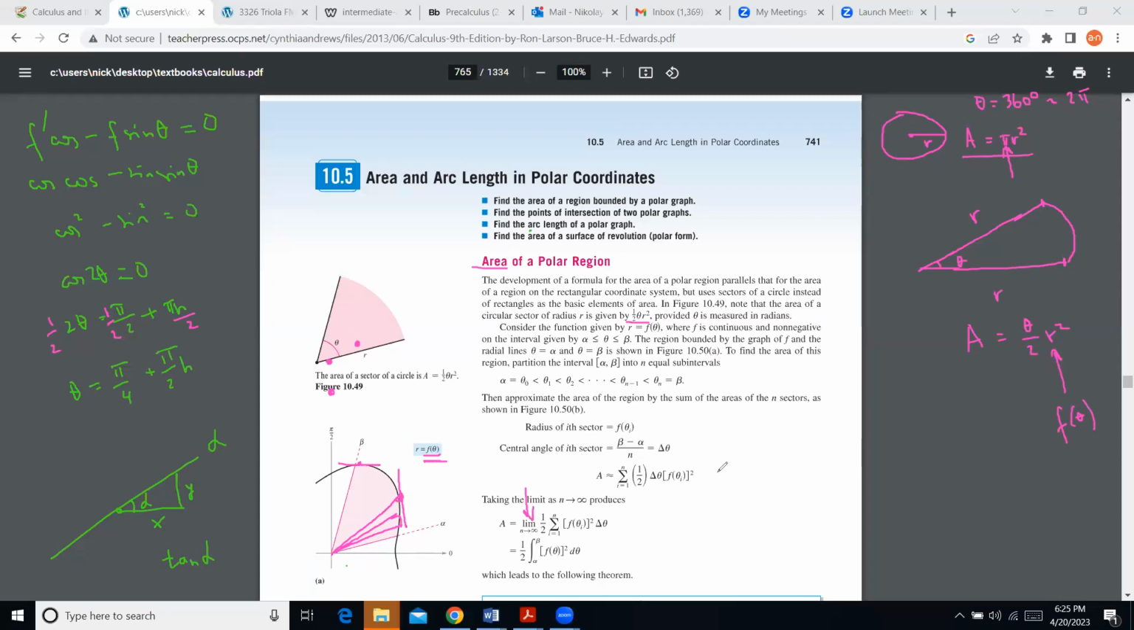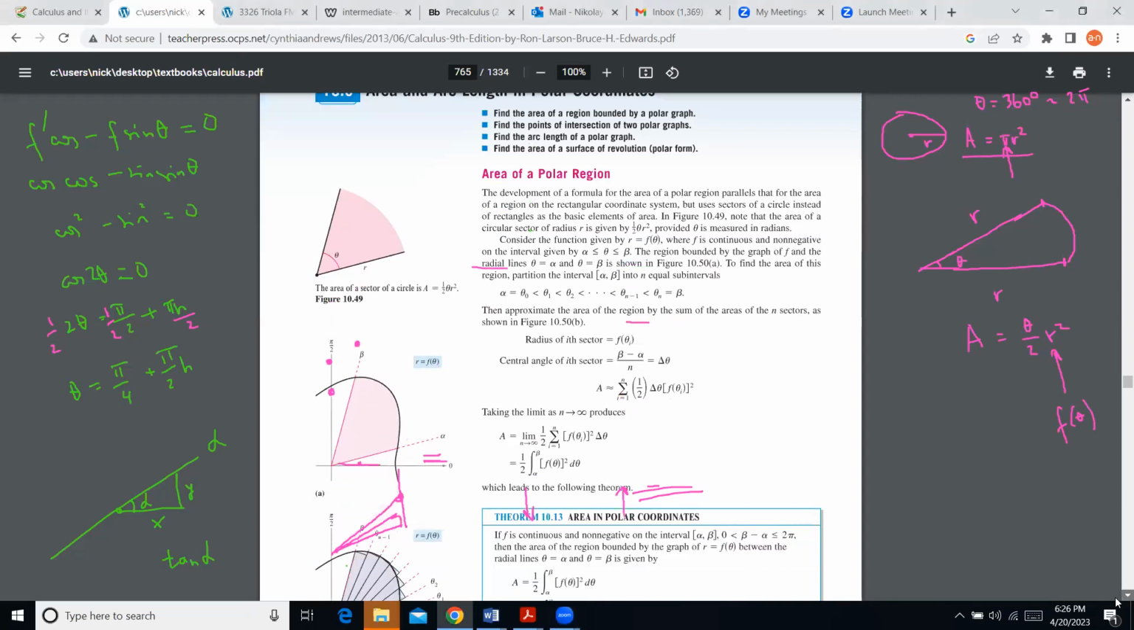So we're now going to look at the formula where we take that angle, delta theta, this tiny little theta, multiplied by 1/2, and also multiplied by the square of this function. So that's really the same thing that we just had. And since we split it into n pieces, then we take a sum, sigma from 1 to n, and then we also take the limit as n approaches infinity to get an exact area. So that's the standard setting for the integral, and to find the area, we're going to have a definite integral.